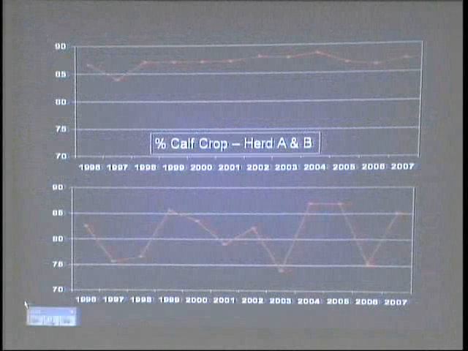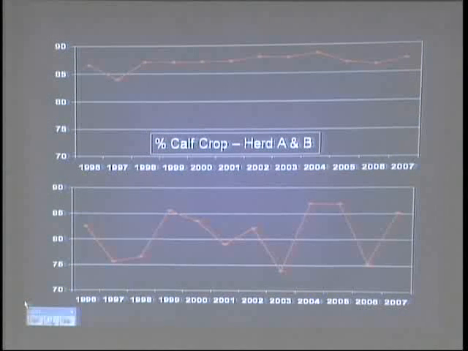Now, you heard Dr. Spear indicate the importance of risk management and not making assumptions. I would challenge each of you to have this type of data, and what we have here is essentially percent calf crop over a long period of time in 2 different herds, showing different levels or average percent calf crops, as well as different variability. Do you know what this looks like in your herd?